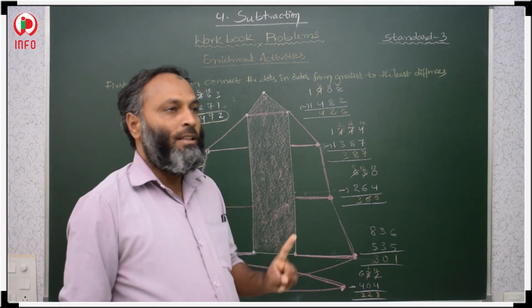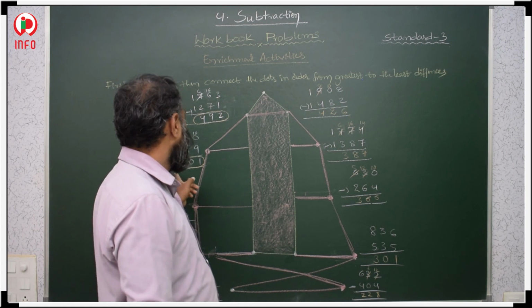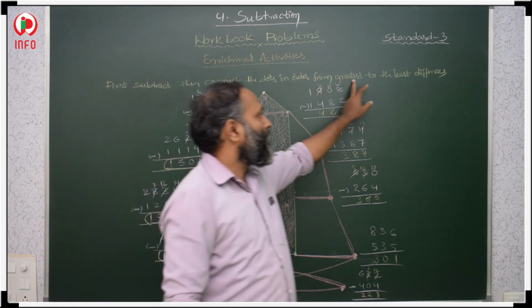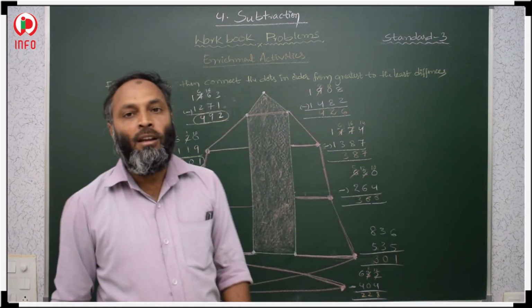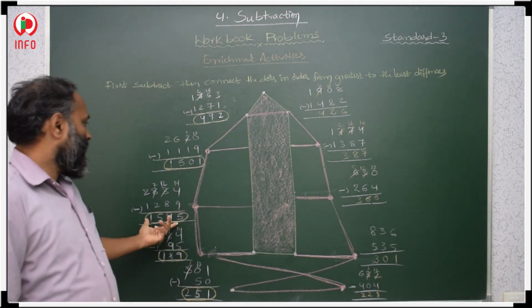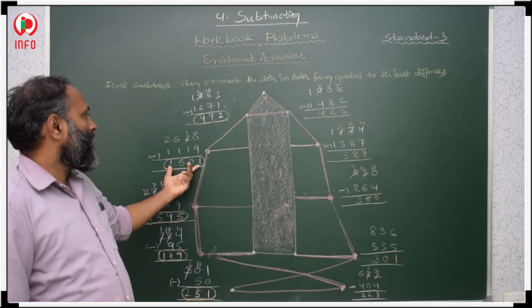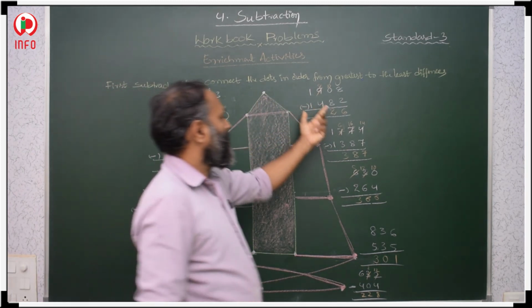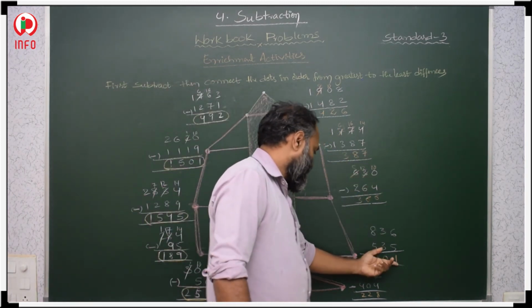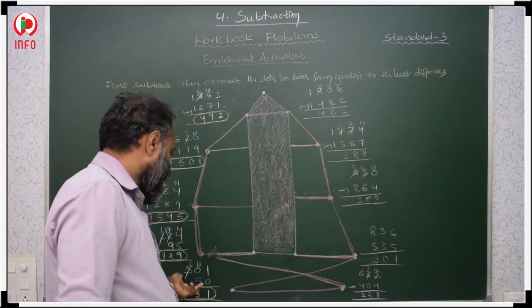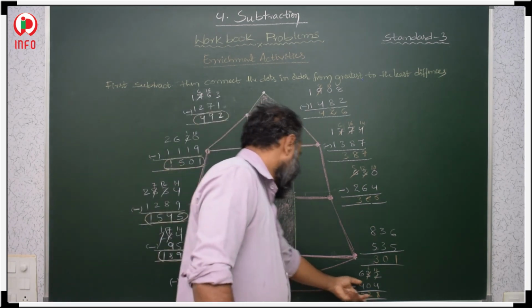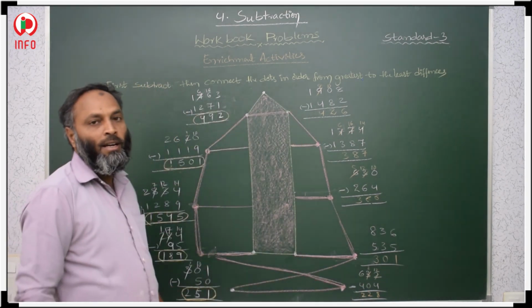So okay. The main thing is you have to join from the greatest to the least difference. Greatest to the least difference. Here the greatest difference, a little bit smaller is this. After that here. After that again here. Then after that here. So it will get like that. Okay.